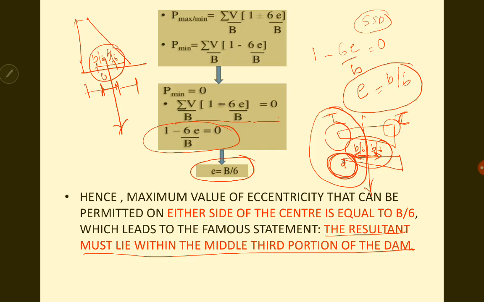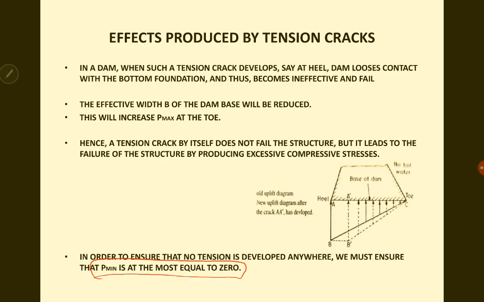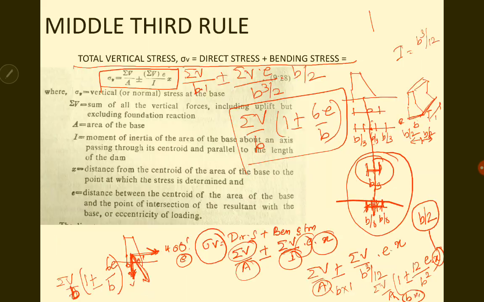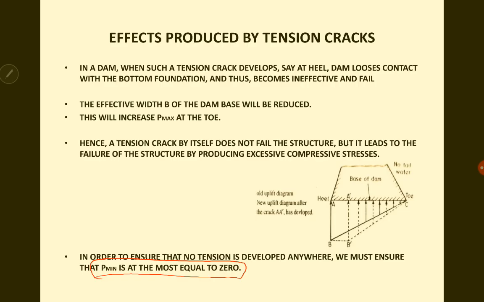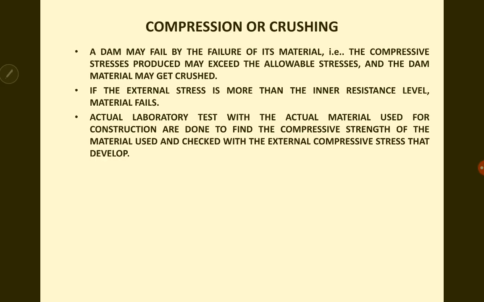Now based on the middle third rule, you can say that a dam structure, whenever it comes to tension, is going to fail. So if the failure due to tension cracks is to be avoided, you have to make sure that the resultant is well within the B by 6 limit from the center. That is the tension crack development. Hope you understood how a tension crack develops.